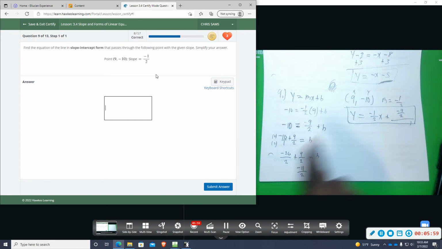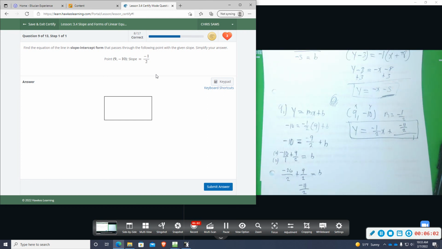So we get y equals negative 1/2 x. You can say plus a negative or just write minus, which I'm going to just write minus 11 over 2. y equals, I'll just put the negative out front. And 1 over 2, and then just put the x at the back. 1 over 2x, and then minus 11 over 2.